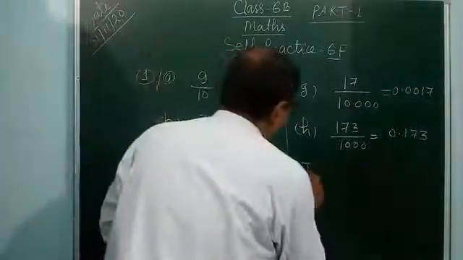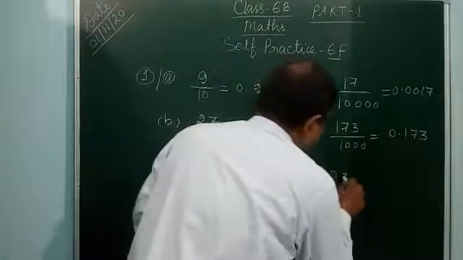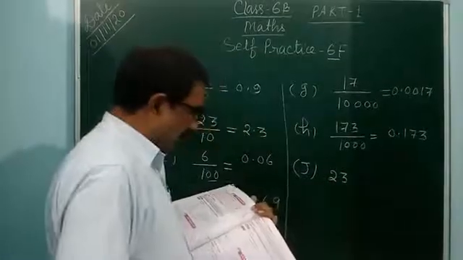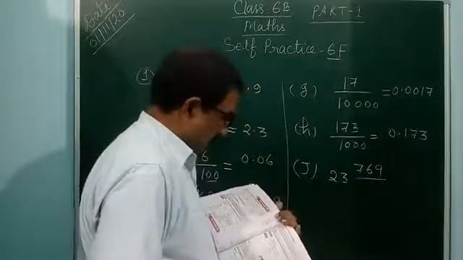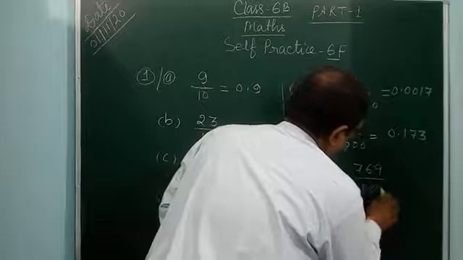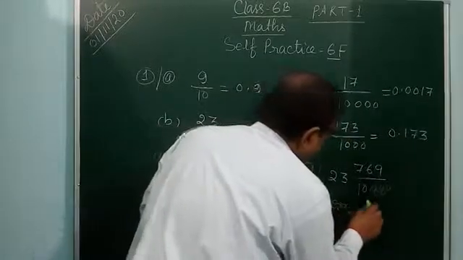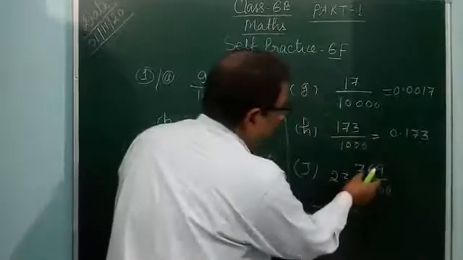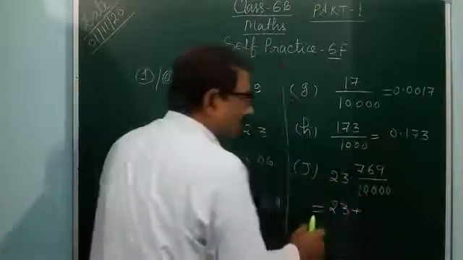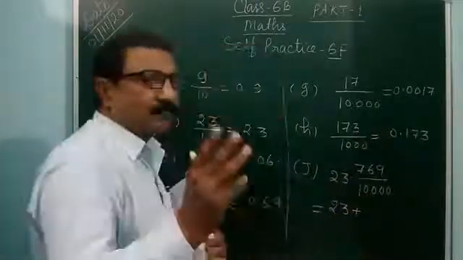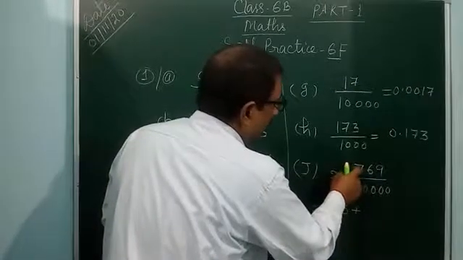J you can do like that, J 28 and 769 by 10,000. So you can write this 23 plus, you can see fraction part as 769 by 10,000. 10,000 has 4 0, so you can take 1 digit as 0 to complete.